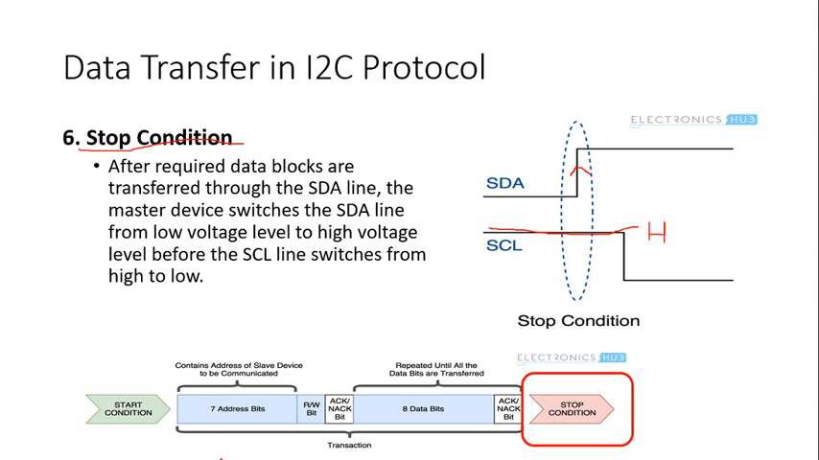I will just repeat the 6 phases in the data transfer in the I2C protocol. First is the start condition, then the address bit, 7 bit, then the read write bit, and it is followed by acknowledgement or negative acknowledgement. Then it is followed by 8-bit data. It is followed by acknowledgement or negative acknowledgement until all the bytes are transferred, and finally it is the stop condition. So in this way the data transfer takes place in I2C protocol.